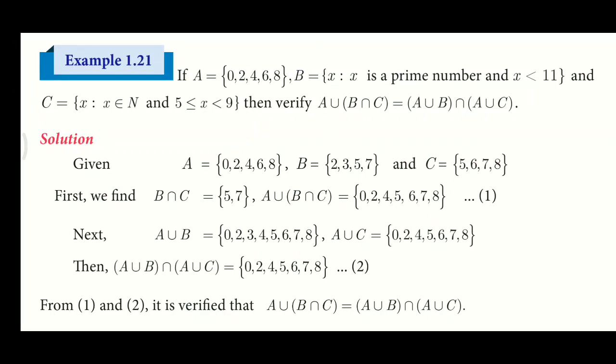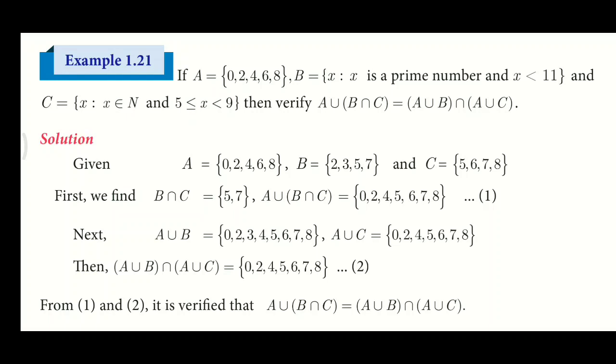Example 1.21. If A is equal to {0, 2, 4, 6, 8}, and set B is equal to {x such that x is a prime number and x less than 11}, and C is equal to {x such that x belongs to N and x lies between 5 and 9, including 5 excluding 9}, then verify A union (B intersection C) is equal to (A union B) intersection (A union C).